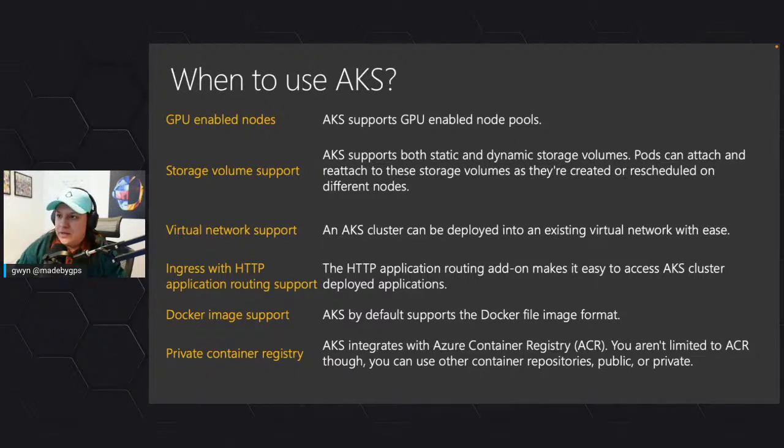You can use Azure storage to attach and reattach storage volumes to your nodes, and you can schedule these too. You have virtual network support, so you can incorporate your AKS cluster into your existing VNets. With VNets, you have on-prem, hybrid, or strictly in the cloud, right? So whatever your setup is, you can incorporate your AKS cluster into that, and potentially have a cloud-based hybrid kind of thing. Pretty interesting. Ingress with HTTP application routing support, which we talked about there. And then, of course, Docker image support and private container registry. So there's a couple of examples of when to use AKS.